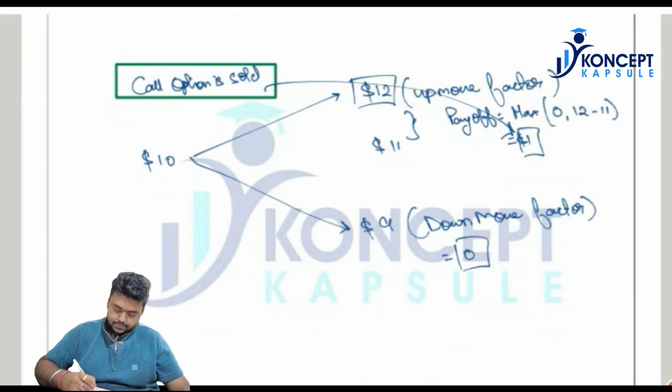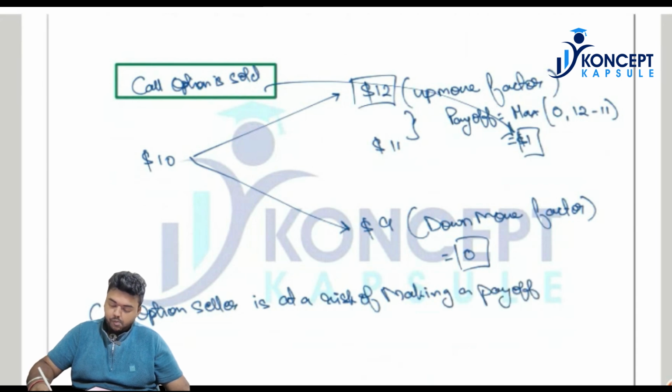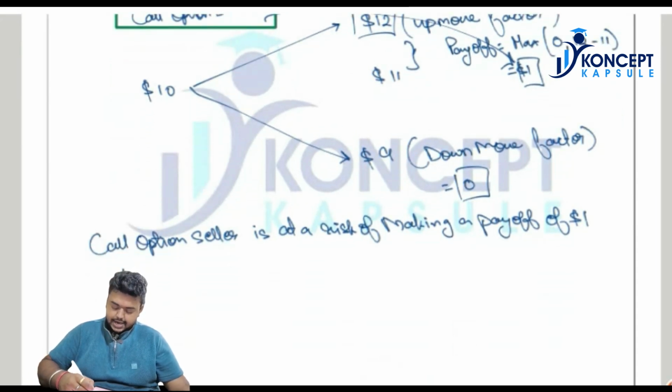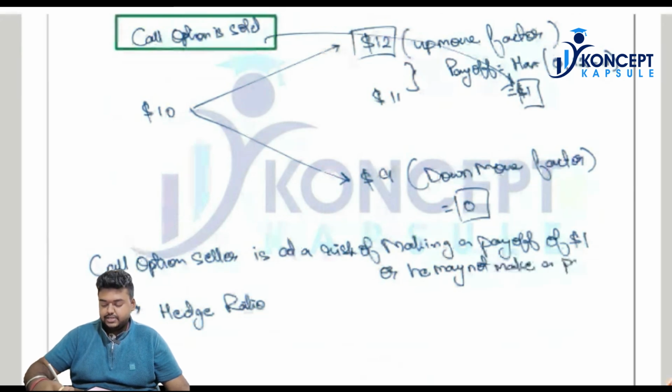So in this entire transaction, the call option seller is at a risk of making a payoff of $1. So the hedge ratio addresses the risk of making a payoff of $1, or he may not make a payoff when prices have fallen down. Yes or no?